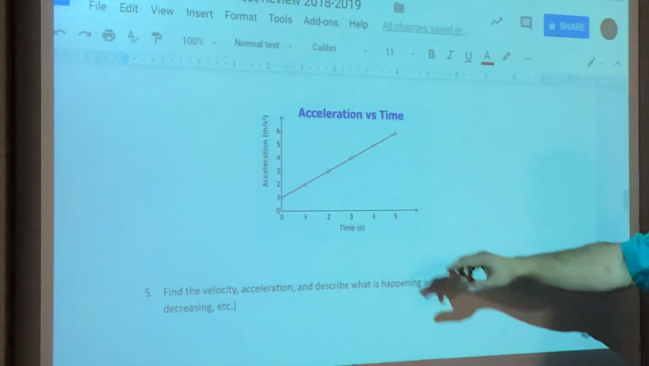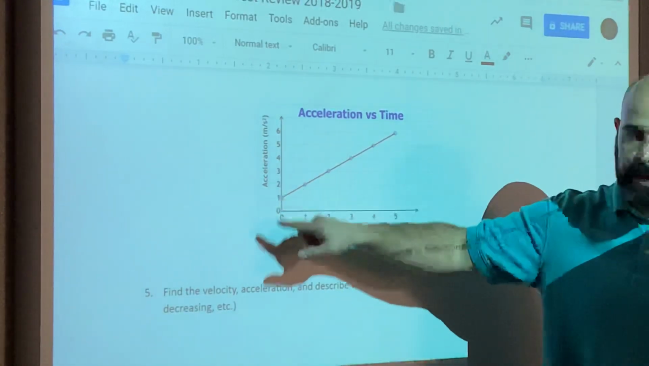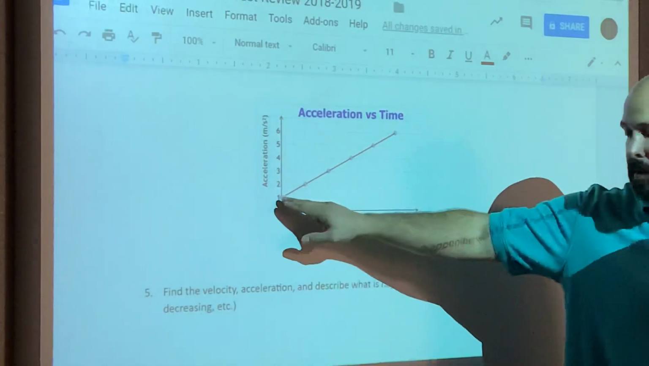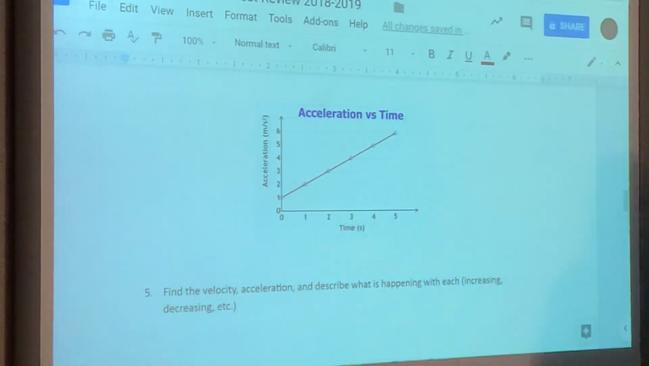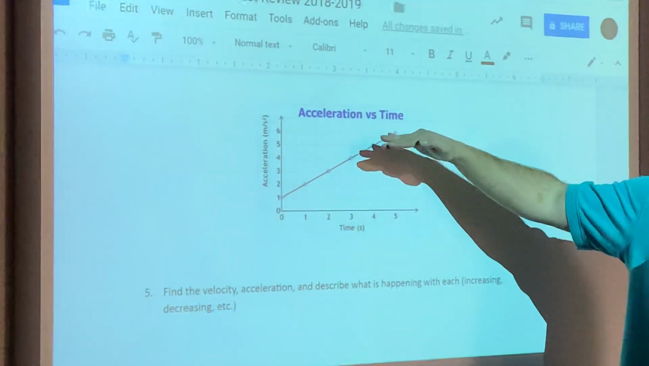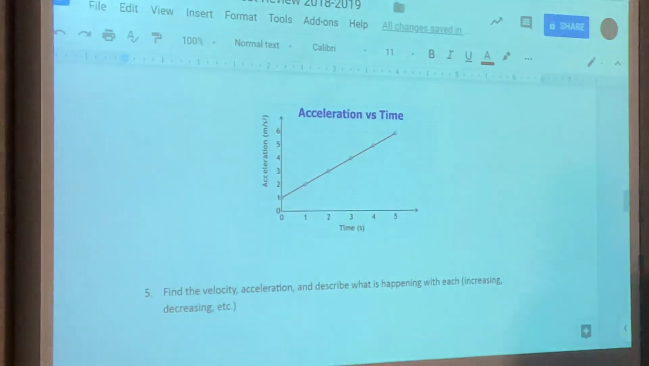For number 5, it says you've got an acceleration versus time graph, and we need to find the velocity, the acceleration, and describe what's happening along each point. So acceleration is how quickly you're accelerating, how quickly you're changing your velocity, right? It'd be like if you barely push on your gas pedal, that would be a small acceleration. And if you were jamming on the gas pedal really hard, that would be a high acceleration, right? You change your speed faster.